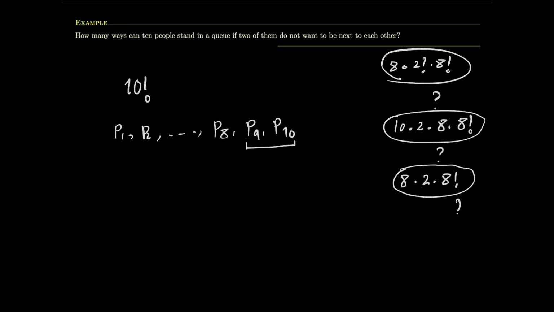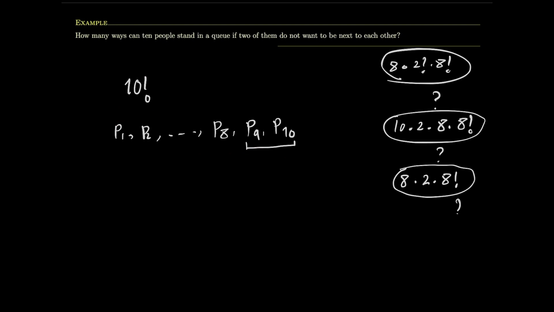But in how many of them are P9 and P10 immediately adjacent? How can we count it? You should have a strategy. Yes? Couldn't you count P9 and P10 as one object? Okay, so that's the idea. Do you remember exactly the idea with the books that we have? Yes, for example, what can I do?